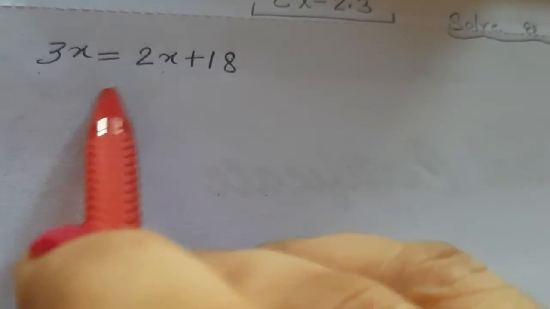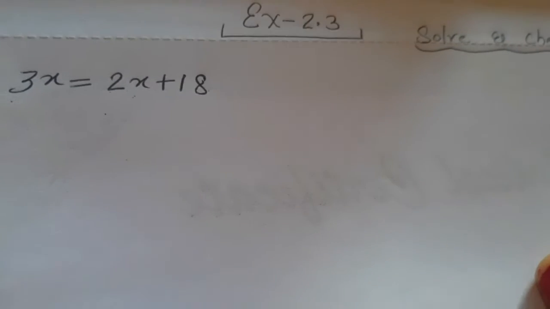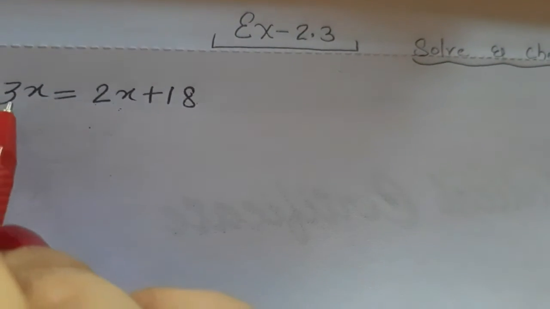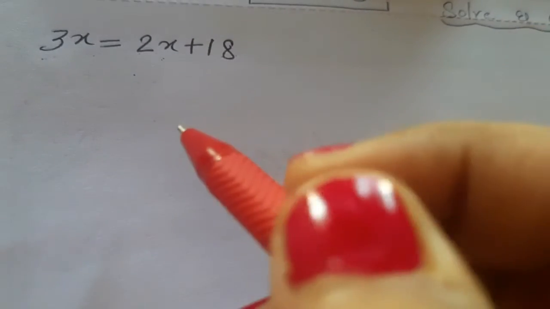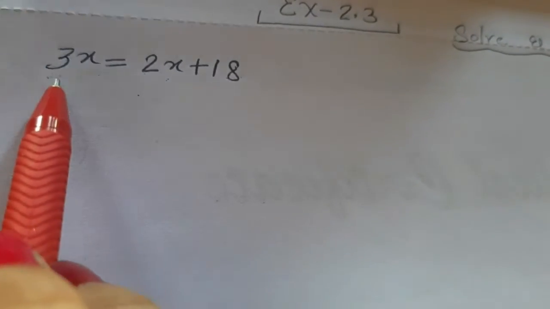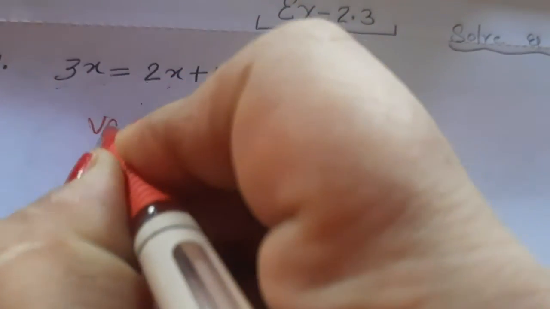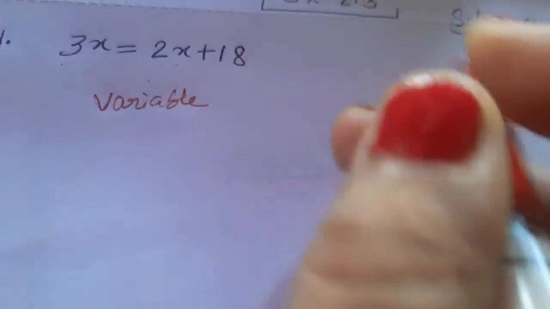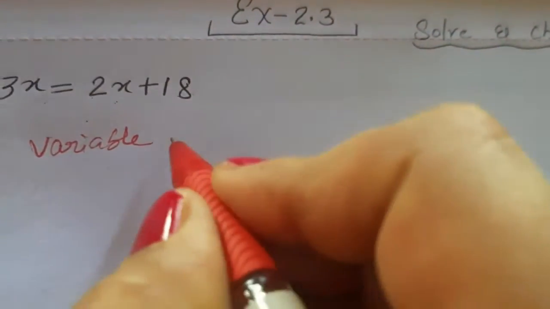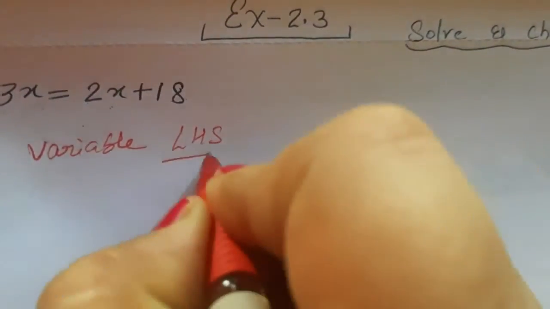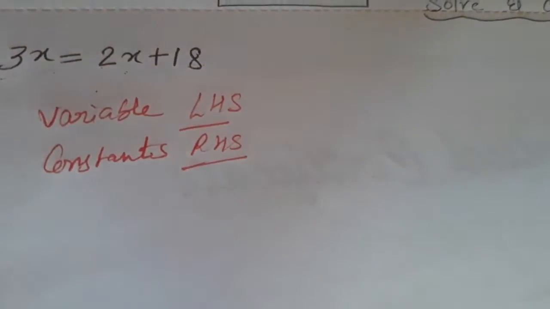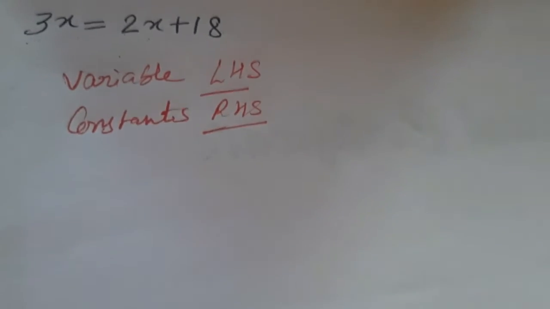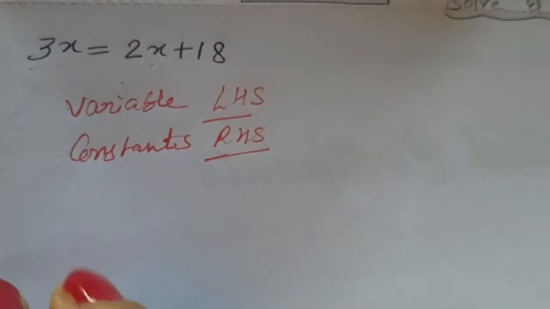Now on both sides of the equality we have an expression, that is, x is there on the left hand side as well as on the right hand side. So the first thing you have to keep in mind is that the variable term should always be on the left hand side and the constants should always be on the right hand side. The variable will always be there on the left hand side.